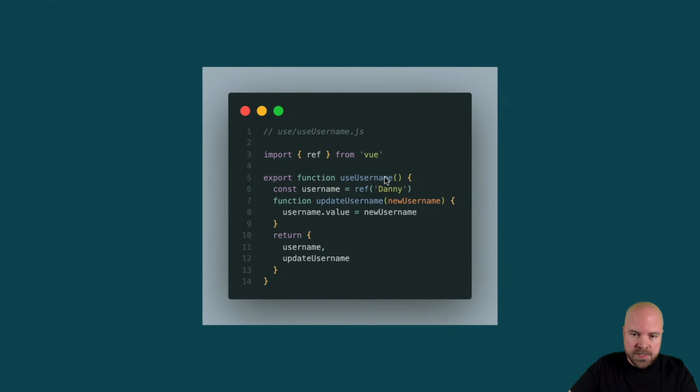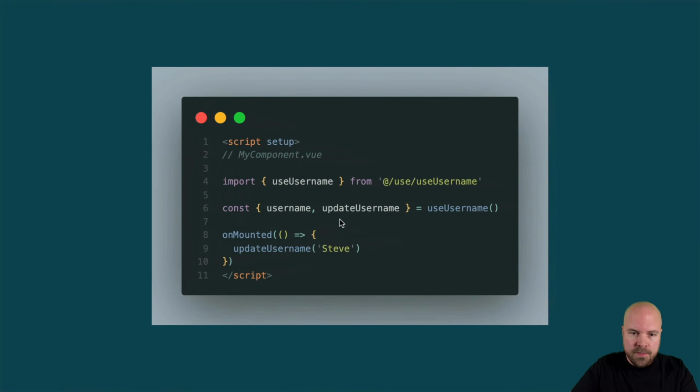And a composable is basically just a function, and we can paste all of our reactive data and methods, watches, computed properties, etc. into this function, and then return the stuff from this composable that we want to make available. And we can then import this composable into any component and then use destructuring to extract the things that we want. In this case, the username data ref and the update username function. And we can then use these in that component.